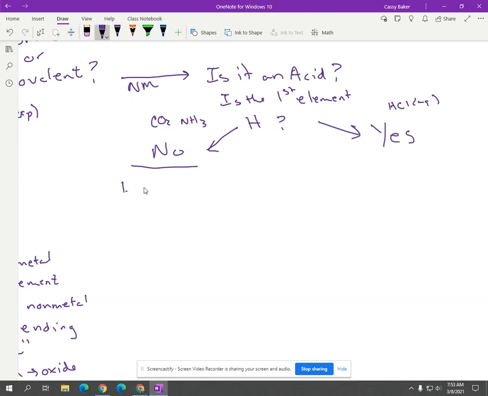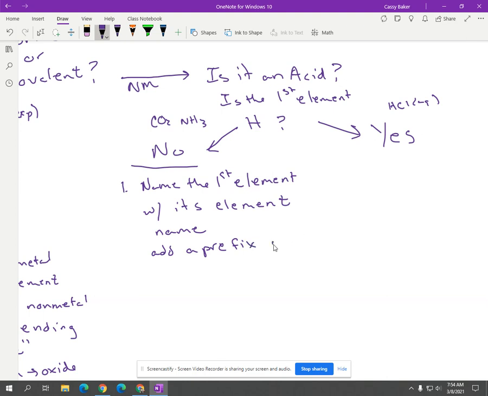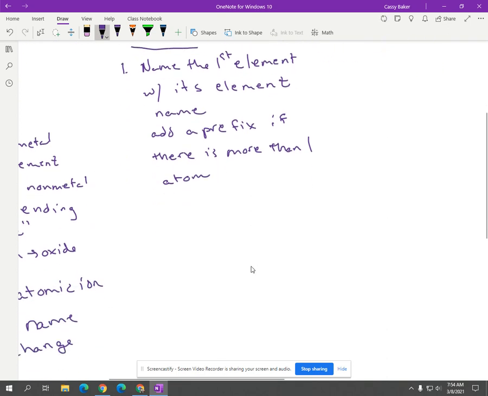So here's what we're going to do. First, name the first element with its element name. So just like the other ones, you're just going to say this one's going to be carbon. Now, you're going to add a prefix if there is more than one atom. Okay, so I'm going to get to that in just a minute. Let me go ahead and write the second part.